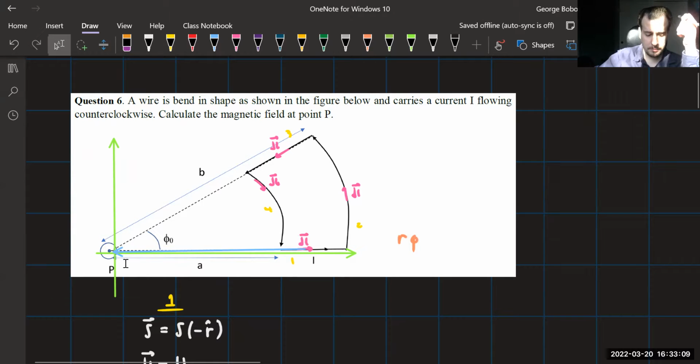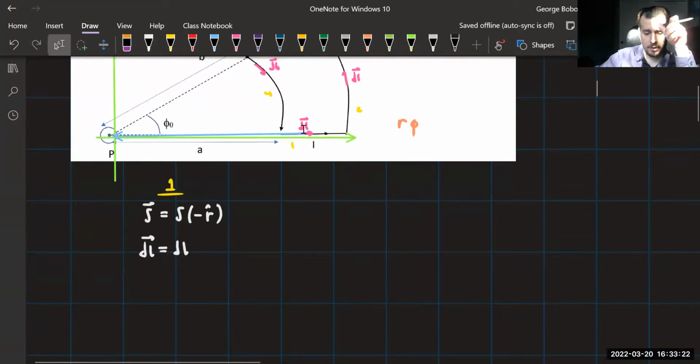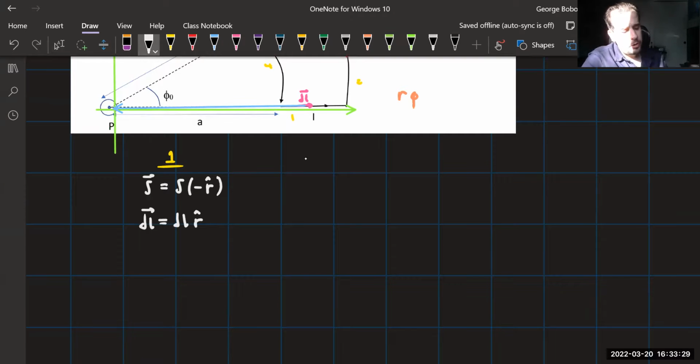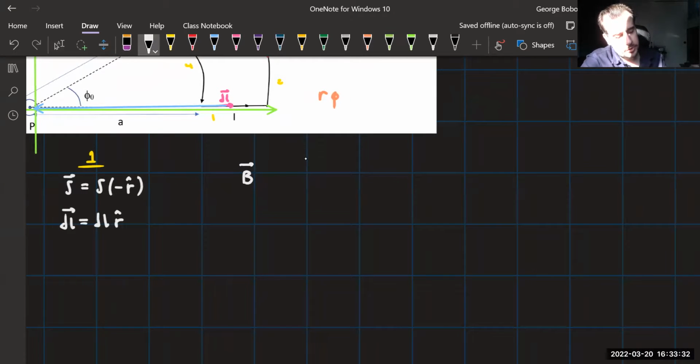Just to help you out a little bit, points away from the origin in a polar coordinate system. R, yes. Okay. All right, so it's R, positive R this time. I just want to remind you what the Biot-Savart law says. It says mu naught I over 4 pi, the integral of dL crossed with R hat over R squared.